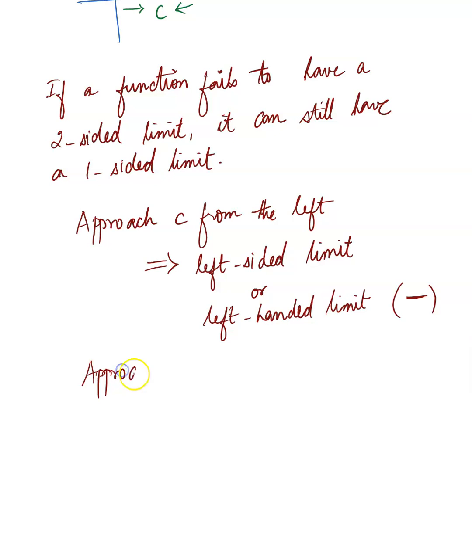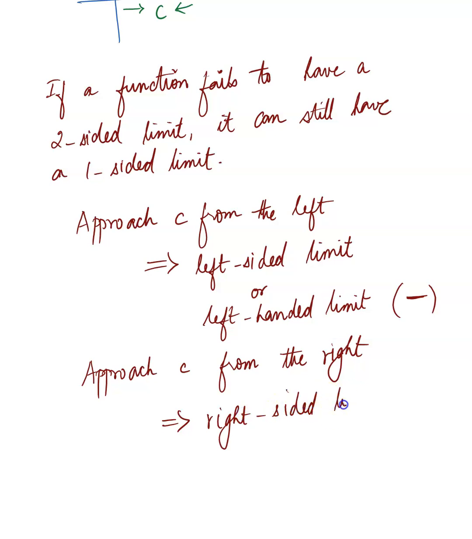When we approach the value C from the right, then we call it the right-handed limit or right-sided limit. And the symbol for that will be a plus. Now, for convenience, I'm going to call the left-handed limit LH, and we'll call the right-handed limit RH.